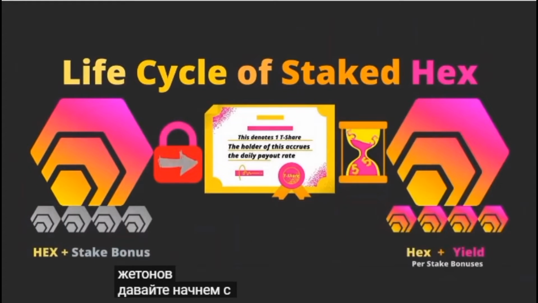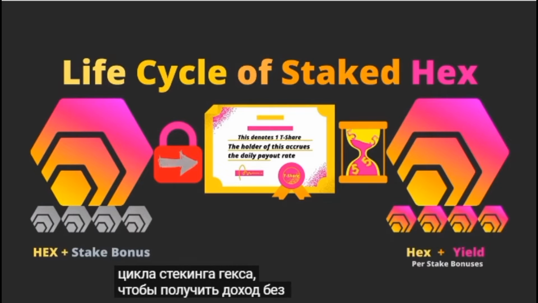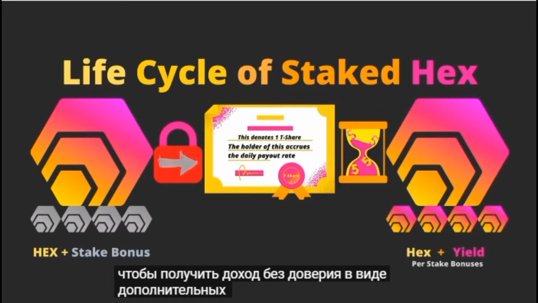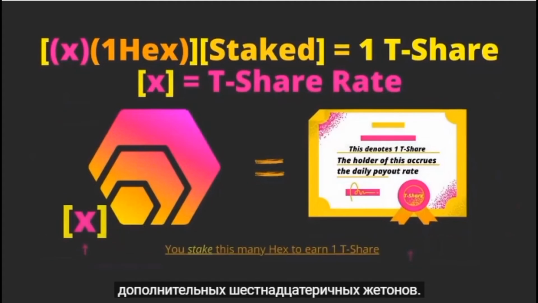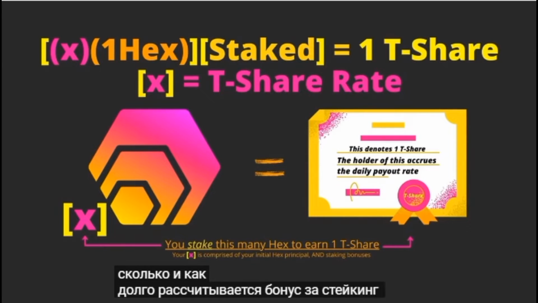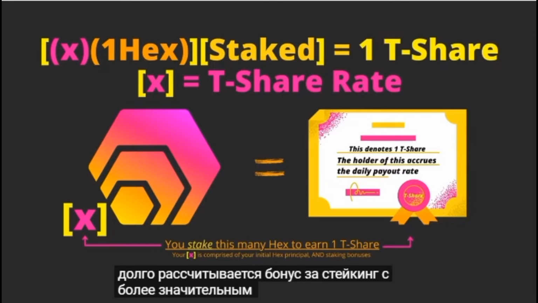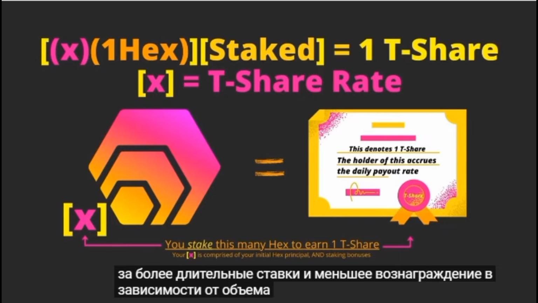Let's begin by discussing the life cycle of staking Hex. To earn trustless yield in the form of additional Hex tokens, a staker chooses how many tokens they wish to lock up and for how many days they wish to commit to staking. This balance of how much and how long calculates a staking bonus, with a more significant reward given to stakes of longer duration, and a smaller reward based on the volume of Hex tokens being staked.